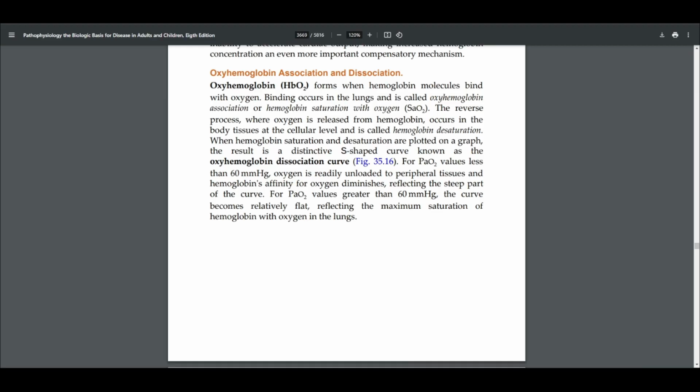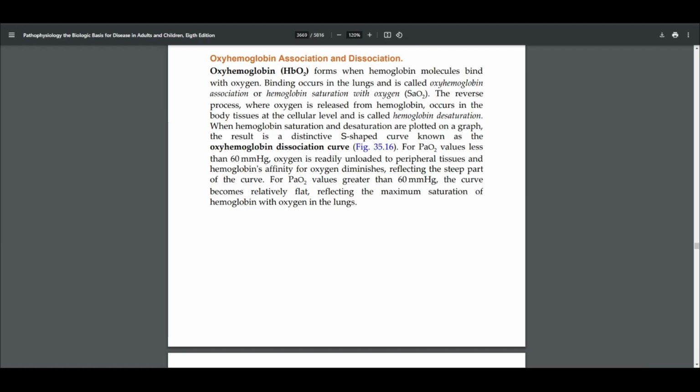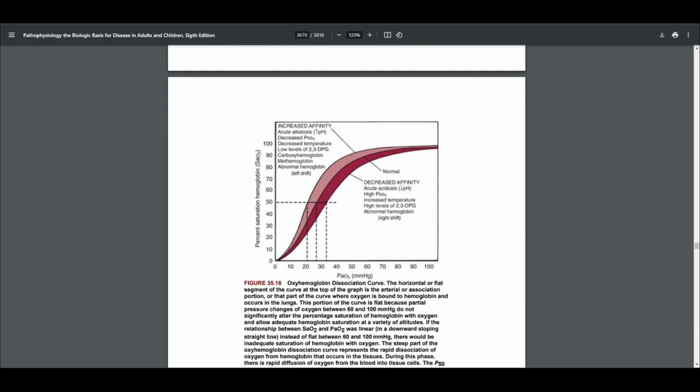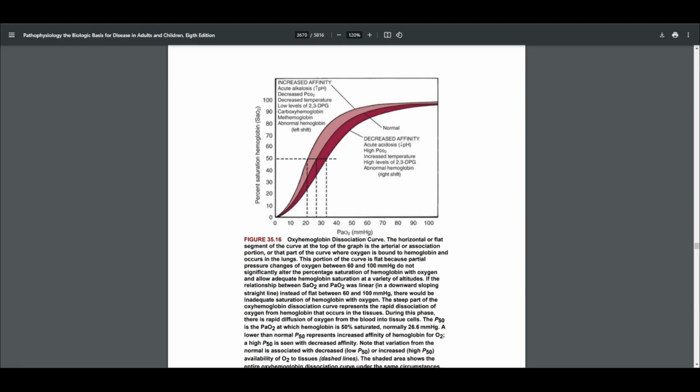For PaO2 values less than 60 millimeters of mercury, oxygen is readily unloaded in peripheral tissue and hemoglobin's affinity for oxygen diminishes, reflecting the steep part of the curve. For PaO2 values greater than 60 millimeters of mercury, the curve becomes relatively flat, reflecting the maximum saturation of hemoglobin with oxygen in the lungs. So here we're taking a look at that curve.